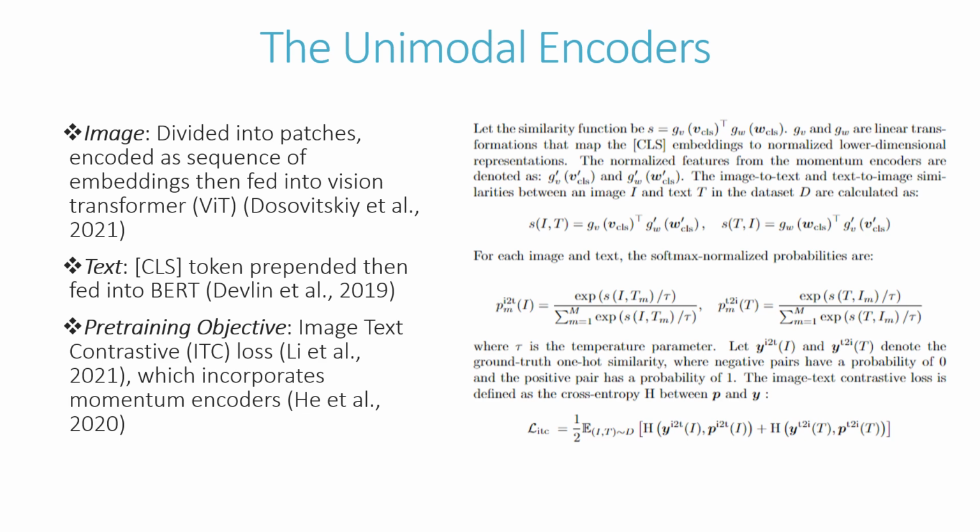The ITC loss incorporates momentum encoders inspired by the MoCo model, which maintains two queues to store the M most recent image and text representations. The entire details and mathematics of the ITC loss are given below. Note that VCLS and WCLS are the embeddings of the CLS token for images and text respectively. But in short, the image to text and text to image similarities are calculated, softmax normalized, and the ITC loss is subsequently calculated, which is a form of categorical cross-entropy loss.